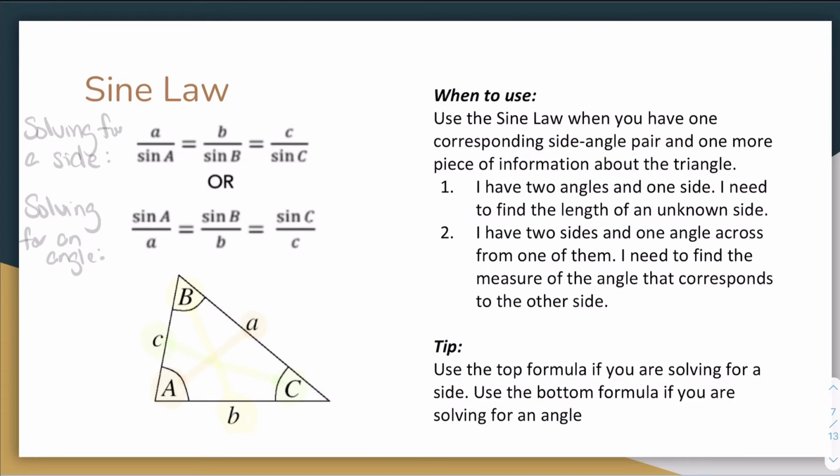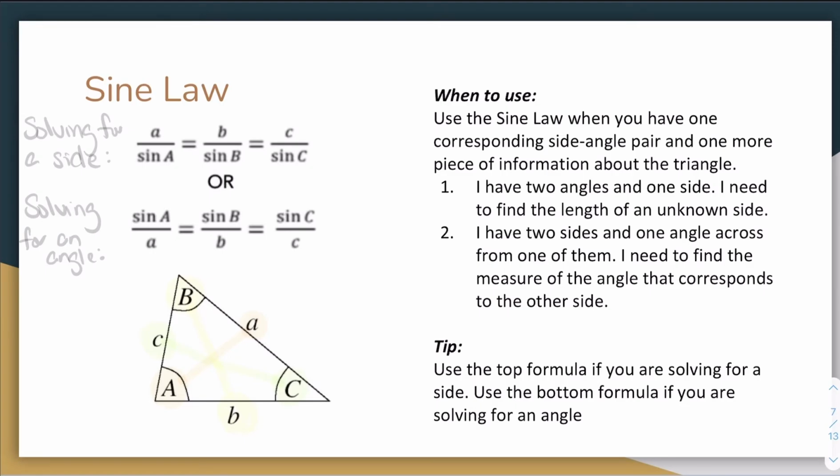Let's move on. Now what happens if we don't have a right triangle? We can't use our primary trig ratios or the Pythagorean theorem. So let's introduce the sine law. When do we use it? Use the sine law when you have one corresponding angle-side pair and one more piece of information about the triangle.